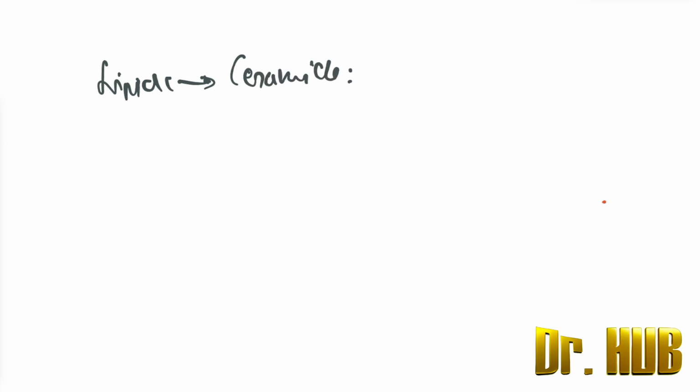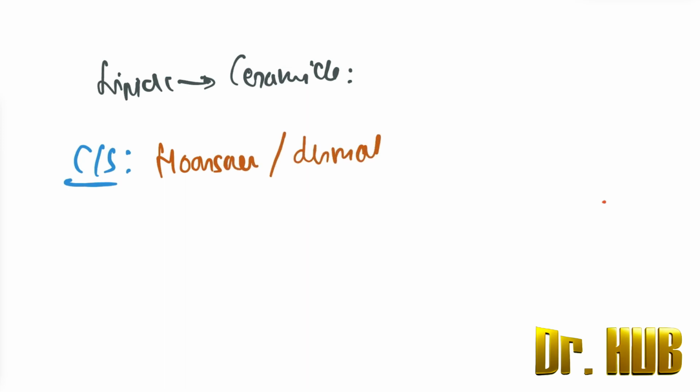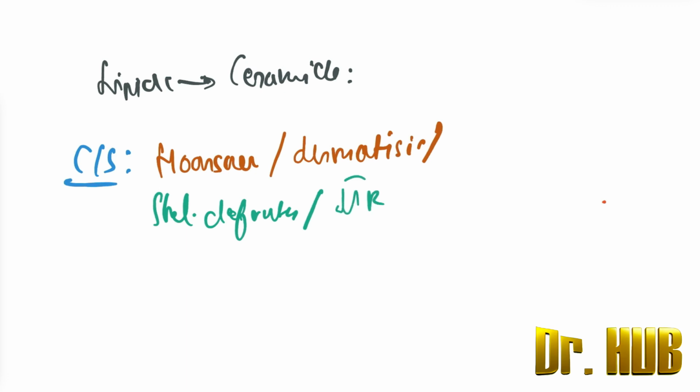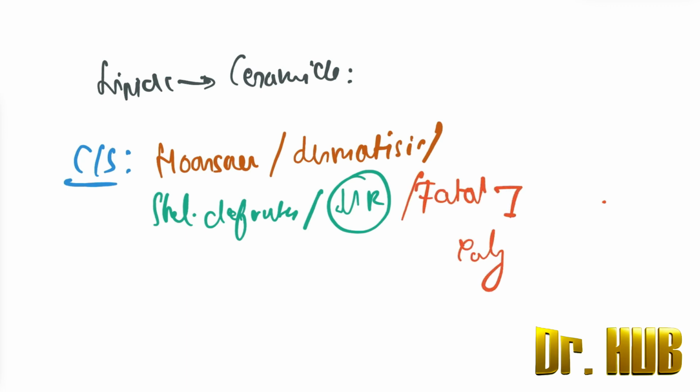So what are the clinical features here? There is hoarseness, as well as dermatitis. Next comes skeletal deformation. Then comes MR, the presence of mental retardation, and it can be fatal in early life.